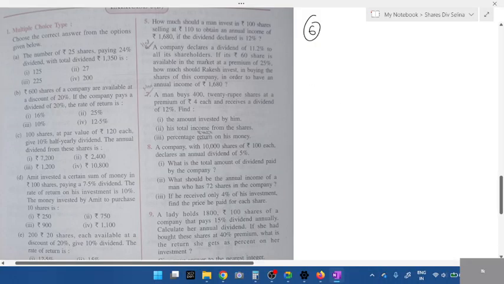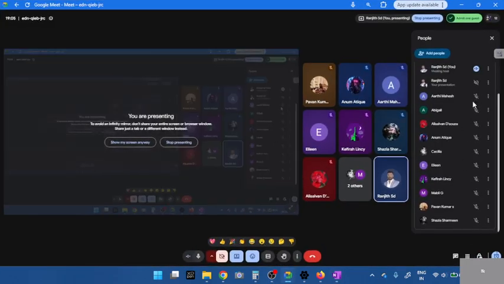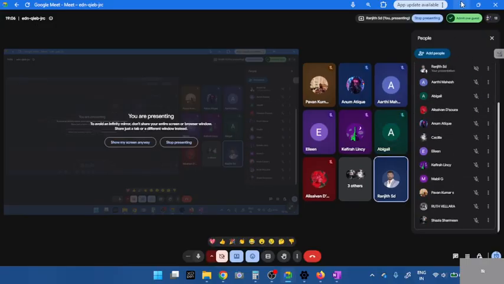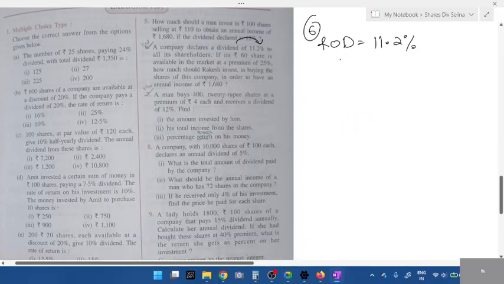A company declares a dividend. Dividend is given in percentage. So what is this, students? All of you will respond. ROD is how much? How much is ROD? 11%. If it is 60 shares, what is the nominal value?